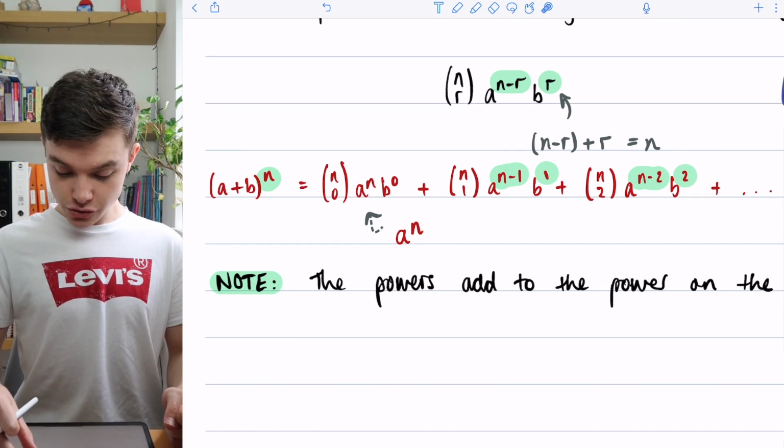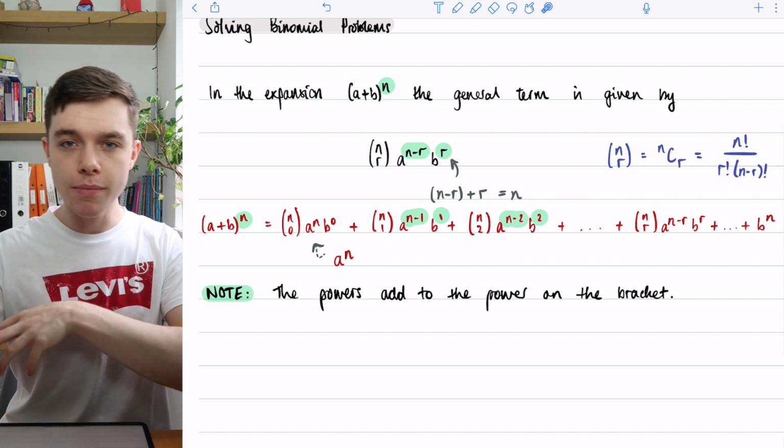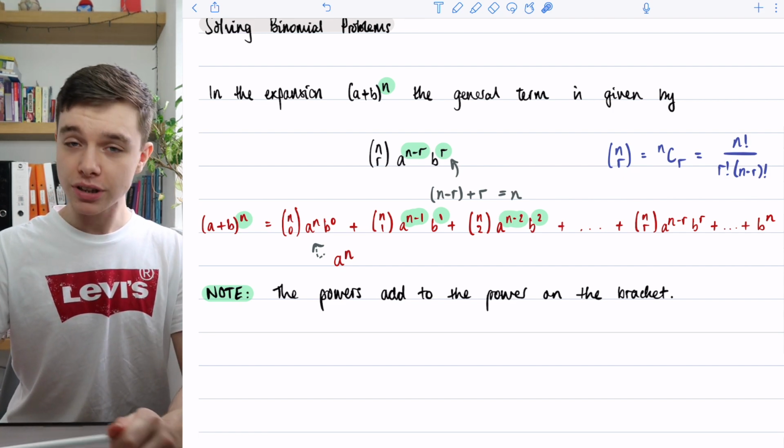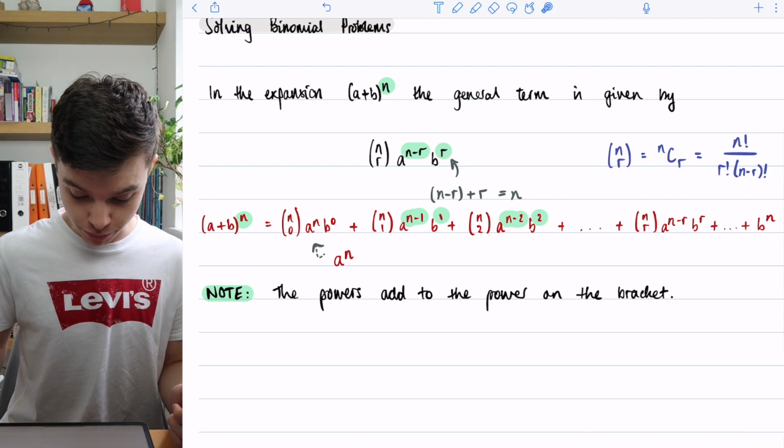Okay, so that's just a little background on the general term, the binomial expansion. And now let's do some solving of some problems.